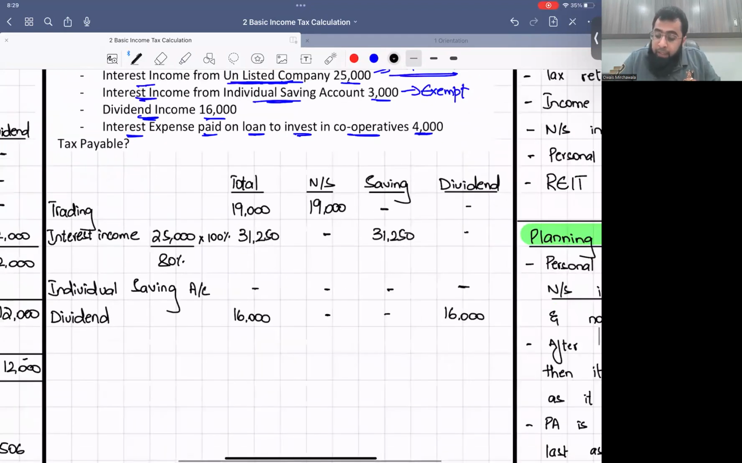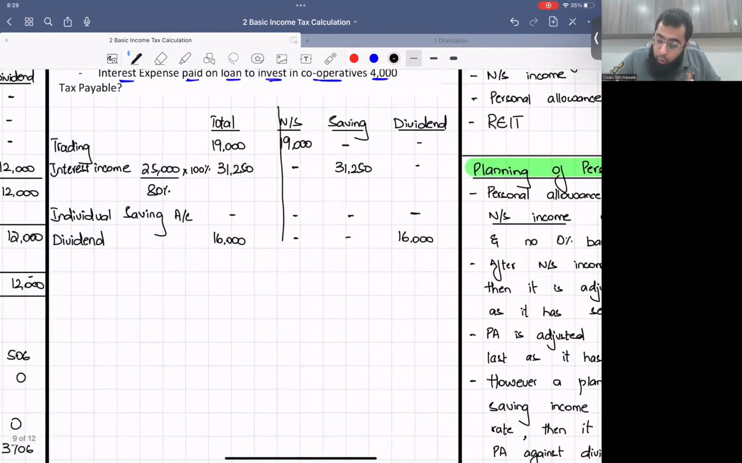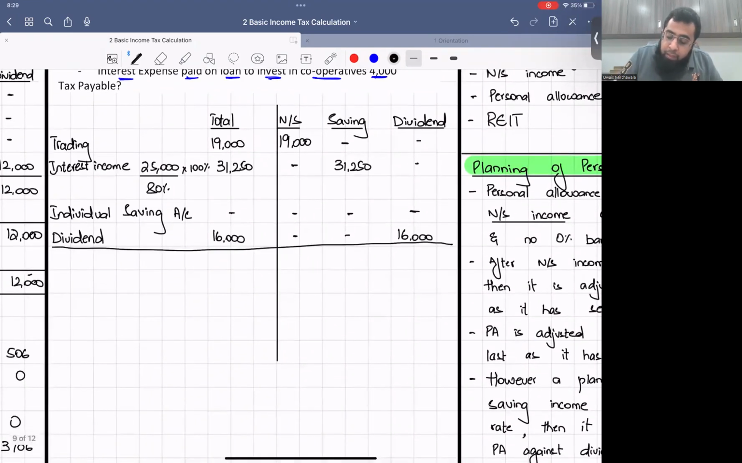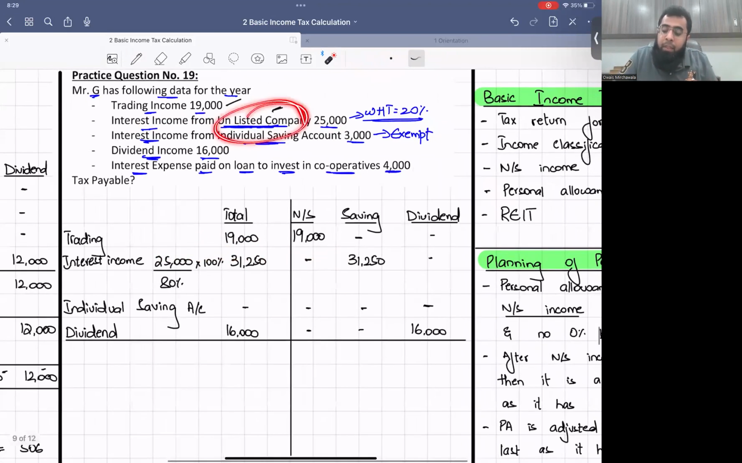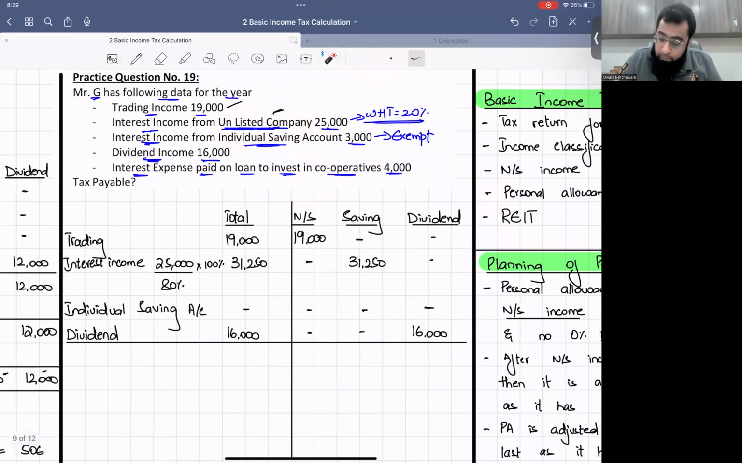Okay, let me repeat it again. I want you all to concentrate on it. See, what we have done is we have simply classified the incomes in all of them. Trading income 19,000 goes in non-saving. Interest income from unlisted company goes in saving because interest income is a saving income. Since it's an unlisted company, so withholding tax is 20%. Individual saving account exempt and dividend goes in the column of dividend, nothing new in it.